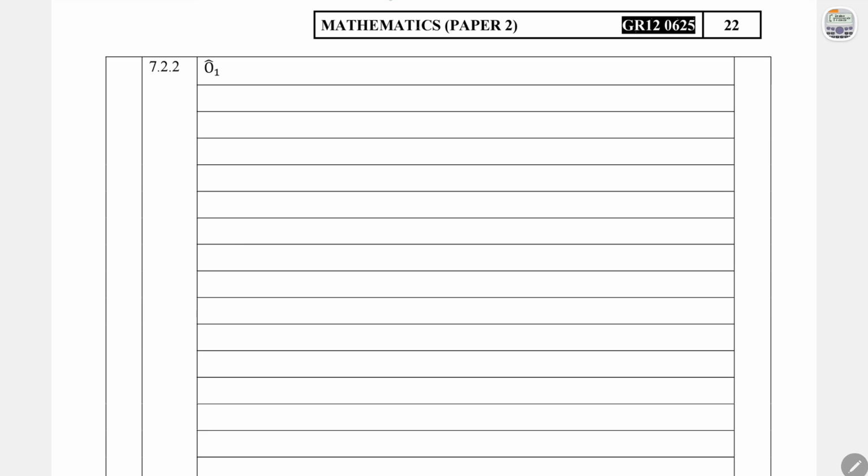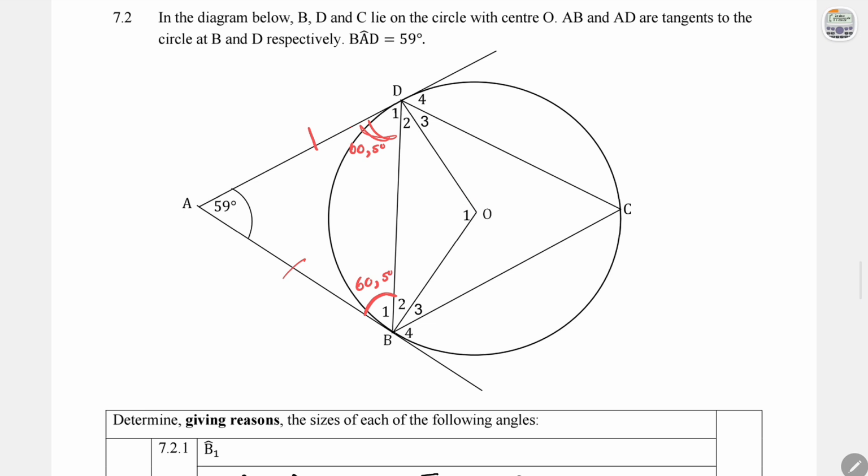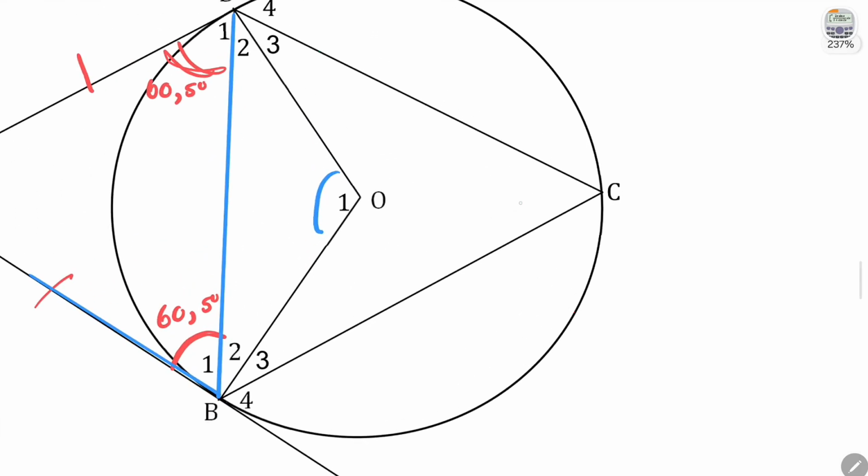Question 7.2.2 says find the size of angle O1. Angle O1 is at the center. Okay, so it's at the center. Let's use theorems that have to do with angles at the center. So the angle at the center is twice the size of the angle at the circumference as long as they're supported by the same chord or arc. Now, right now with this angle at the circumference, we don't have anything there. But do you remember that this angle over here is the angle between a tangent and a chord, so it's equal to the angle supported by that same chord.